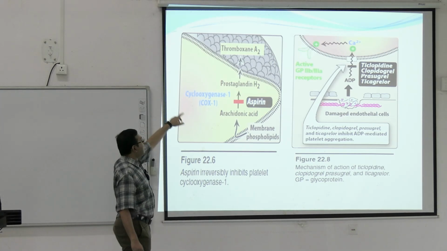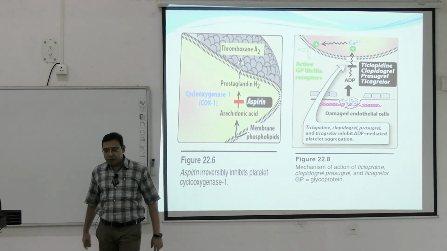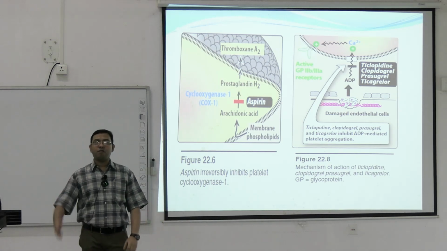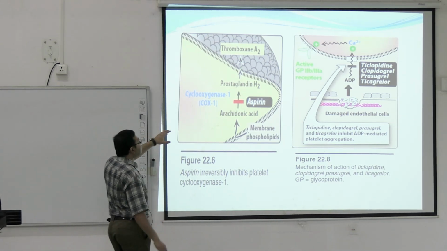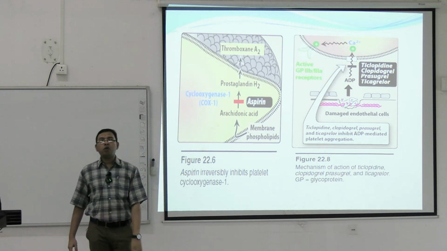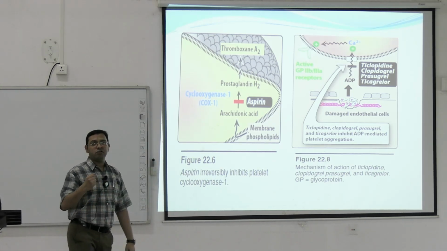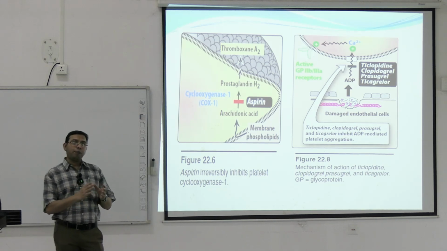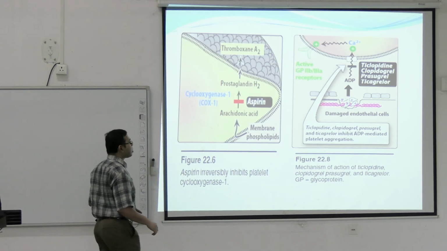Already we have discussed the same thing. So you can see that from the membrane phospholipids, the arachidonic acid metabolites are formed, the prostaglandin synthesis pathway. Low dose aspirin preferentially blocks cyclooxygenase 1. Ultimately the thromboxane A2 synthesis is decreased. Thromboxane A2 is a pro-aggregatory molecule, so ultimately there will be antiplatelet action.